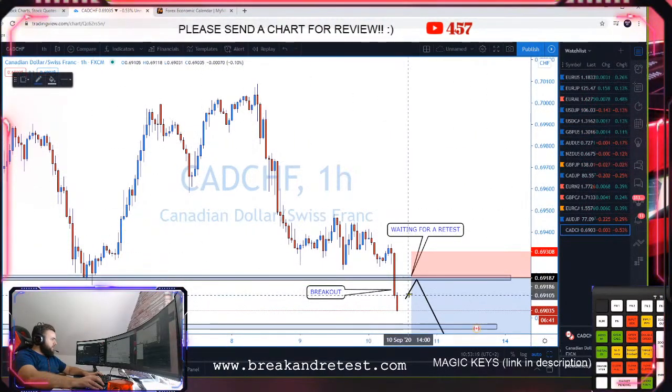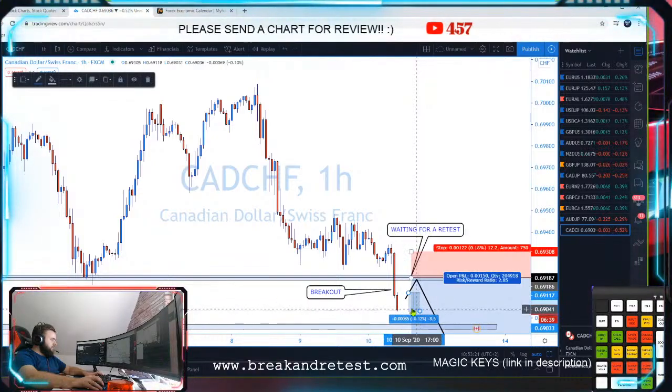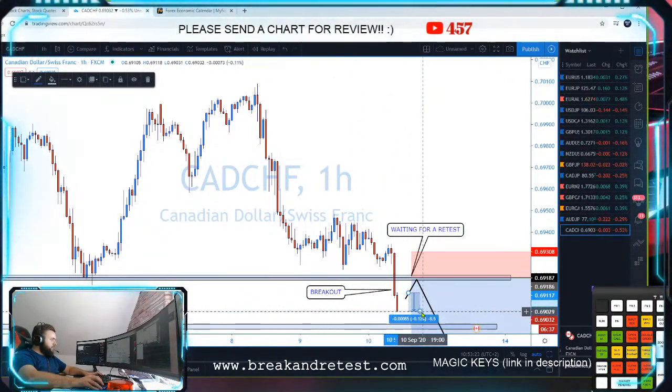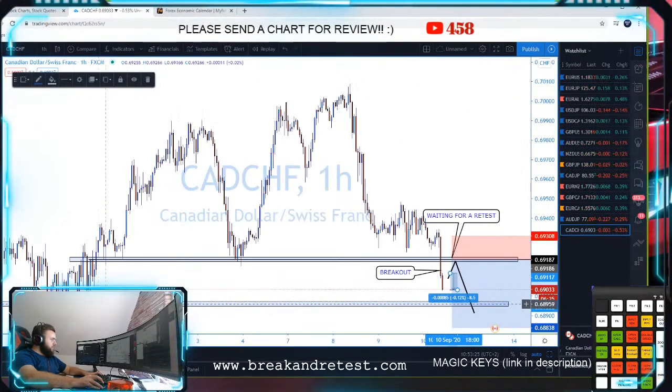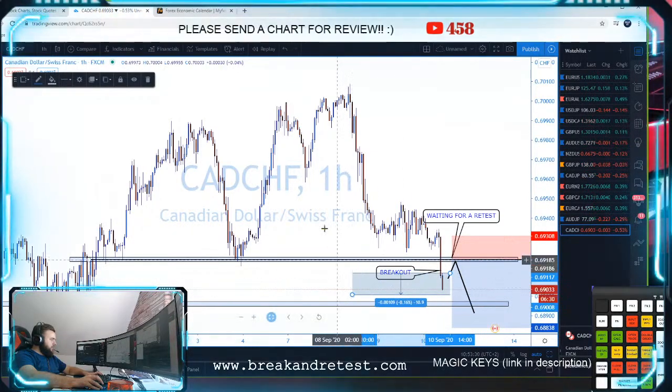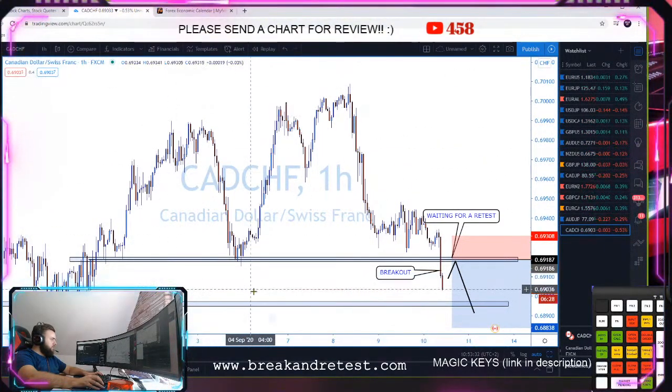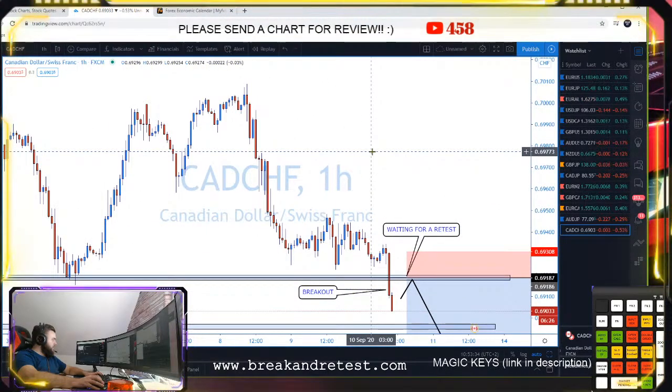CAD CHF looks like it's down for us already, almost a 10 pip move, and it's reaching the next support here. I don't know if I'm going to take it anymore because it's almost there.